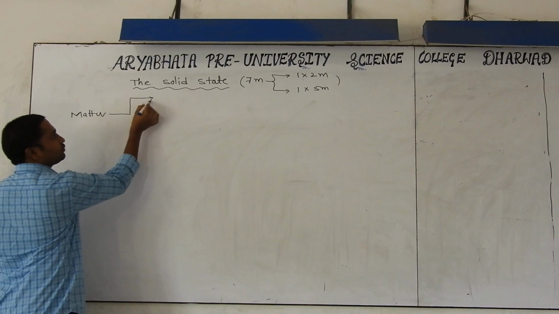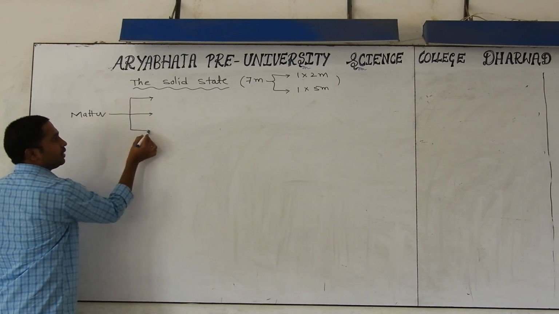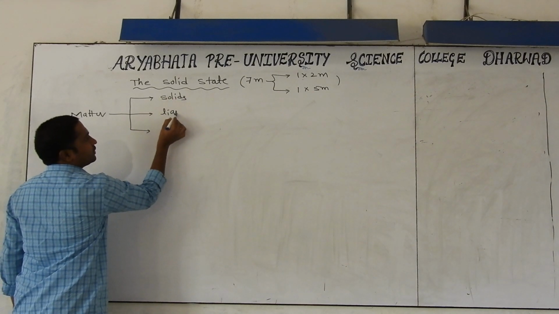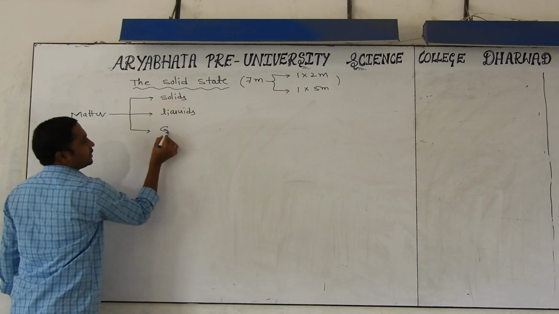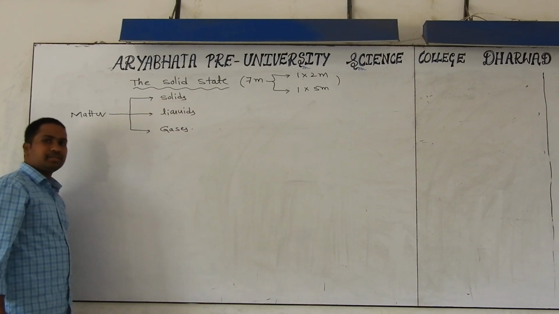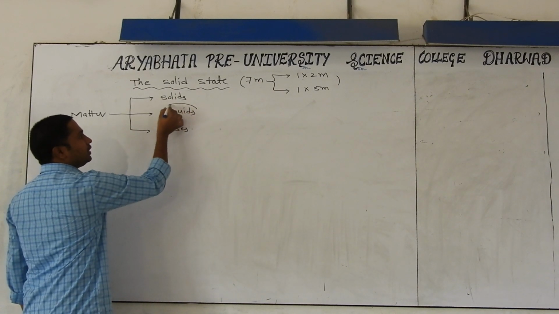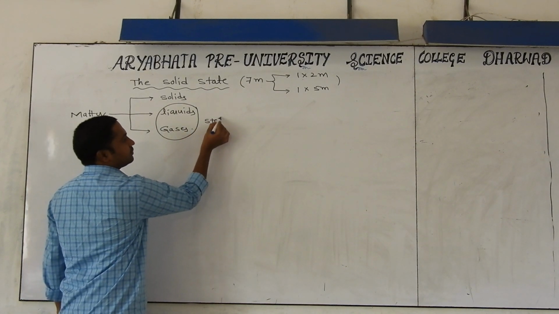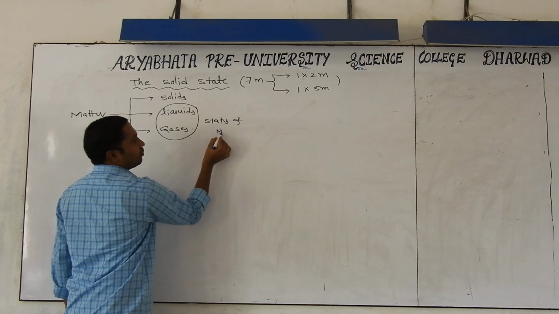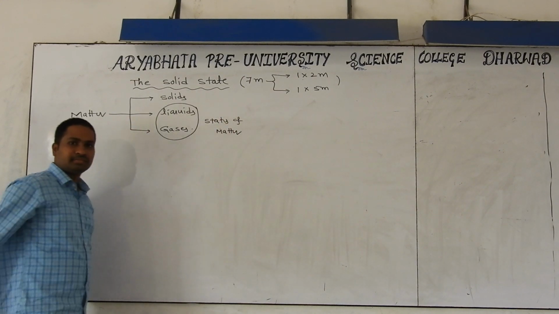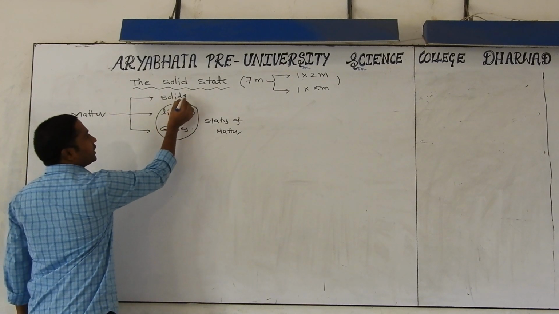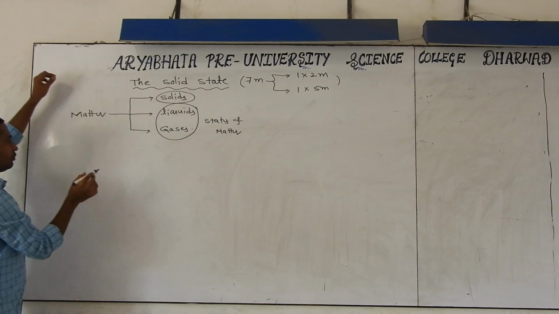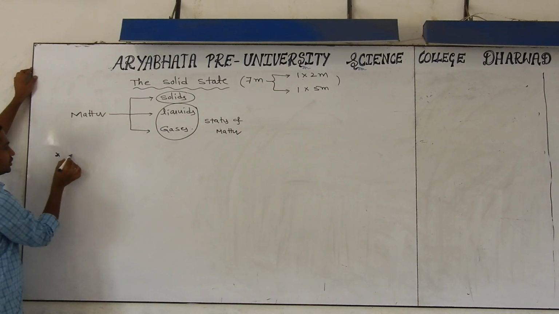Mainly matter is classified into 3 categories: solids, liquids and gases. In first year we already learned about liquids as well as gases in the states of matter lesson. Now in second year we are especially discussing the solid state. First of all we will discuss the characteristics of solid state.